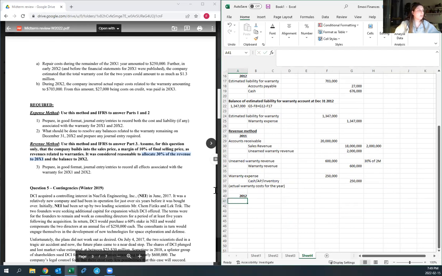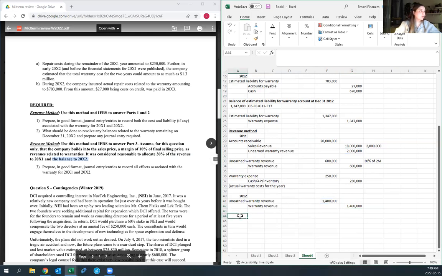For 2012, you're going to want to recognize some of the warranty revenue. So I'm going to do the same transaction as I did in 2011 to recognize it. But the amount now is going to be the balance here. So it's going to be the 2 million that we recognize in the unearned warranty revenue minus what we recognize in 2011. So it's going to be 1.4 million.